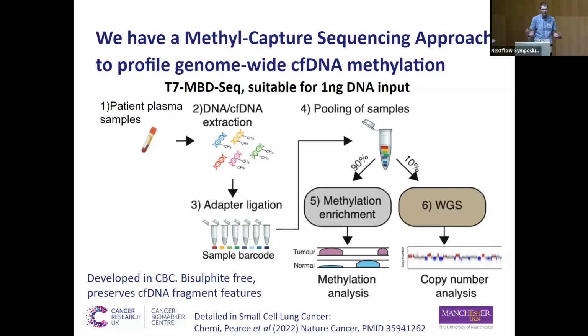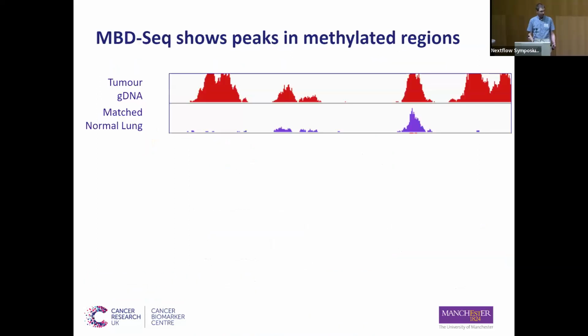So what we have to do is we add on a sample barcode so we can pool the samples as the very first step. And then we have sufficient material to perform a methylation enrichment using a methyl binding domain protein in order to pull down the regions of the genome, the fragments of the DNA, that are methylated. And then we can profile that. And this is a bit like ATAC-seq, ChIP-seq. We end up with reads in certain regions of the genome. And so this looks like this.